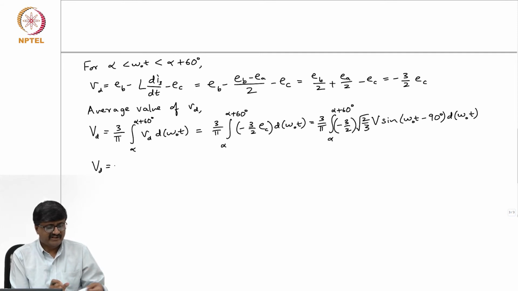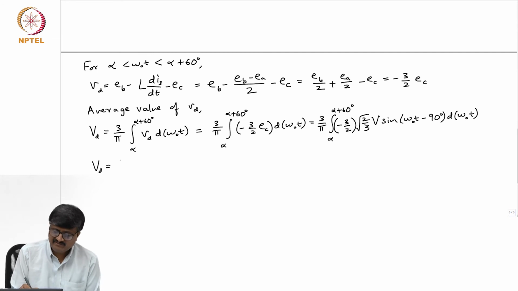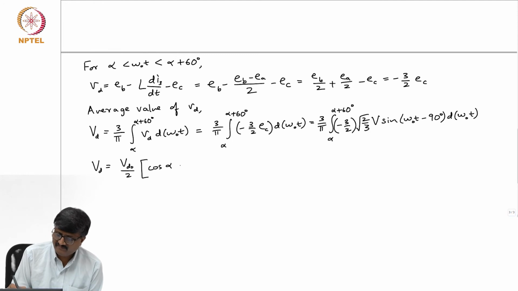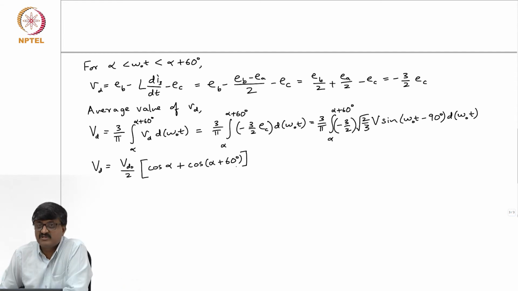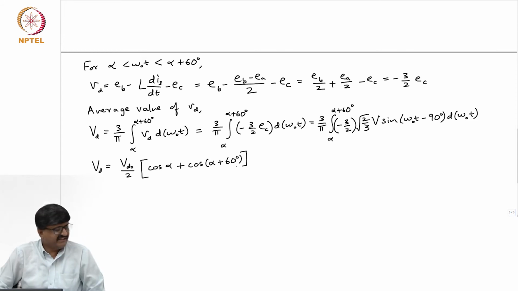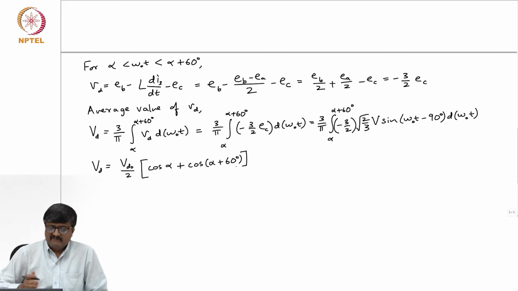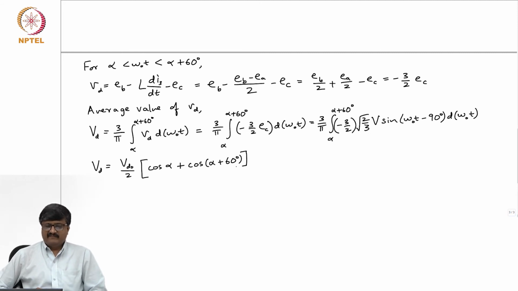I'll leave it to you to derive that Vd is equal to Vdo by 2 into cos alpha plus cos alpha plus 60 degrees. So Vdo has the same meaning that was used for 2 and 3 valve conduction mode and 3 and 4 valve conduction. So this is the expression for Vd. So we have an expression for Vd in terms of Vdo and alpha. If you recall, we had expressions for Vd in terms of Vdo, alpha and u for the 2 and 3 valve conduction mode and 3 and 4 valve conduction.